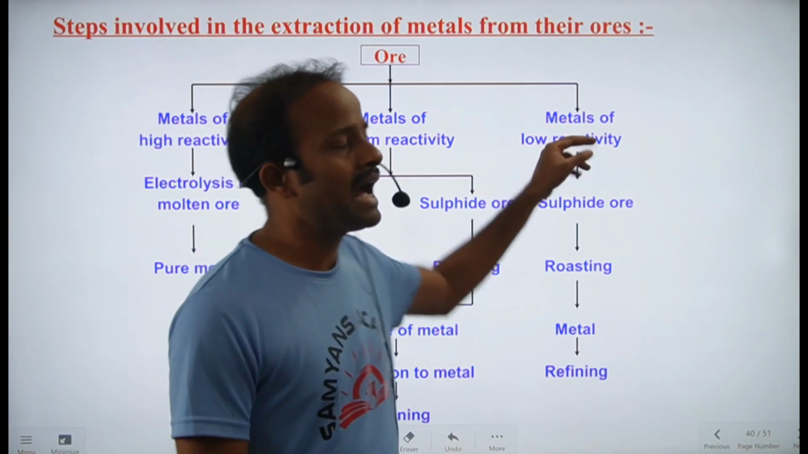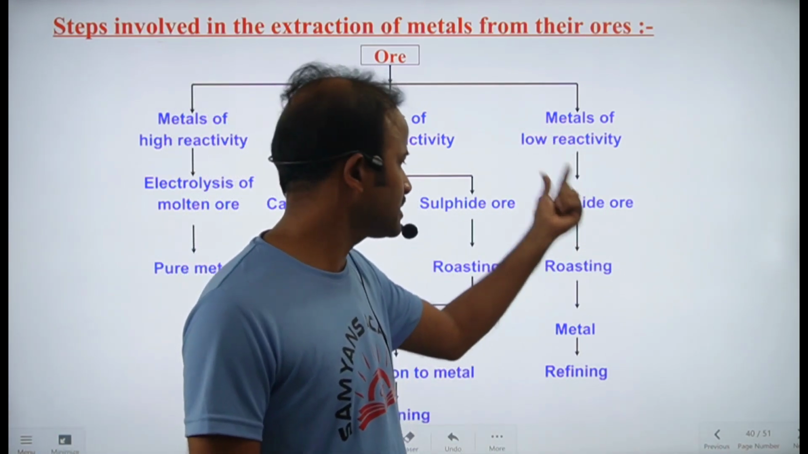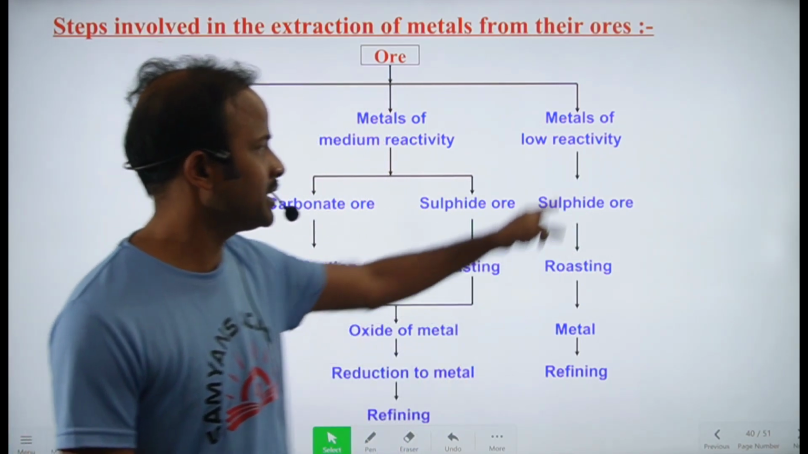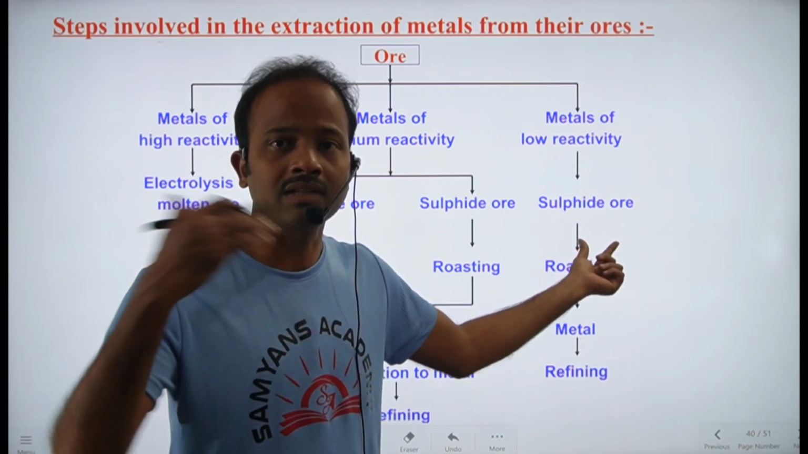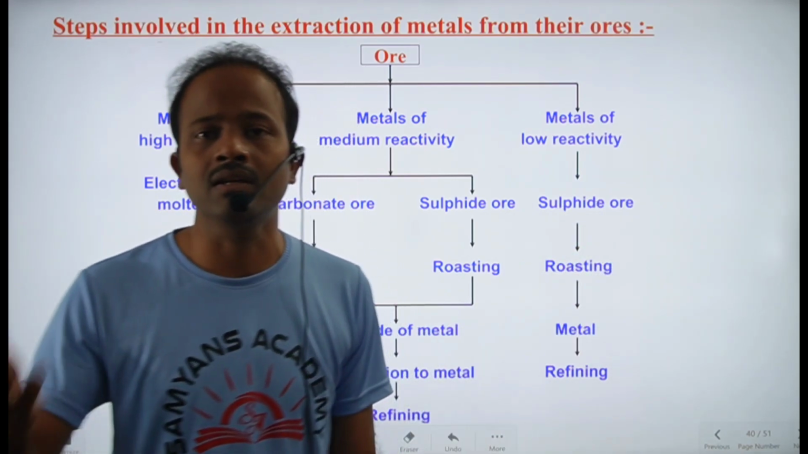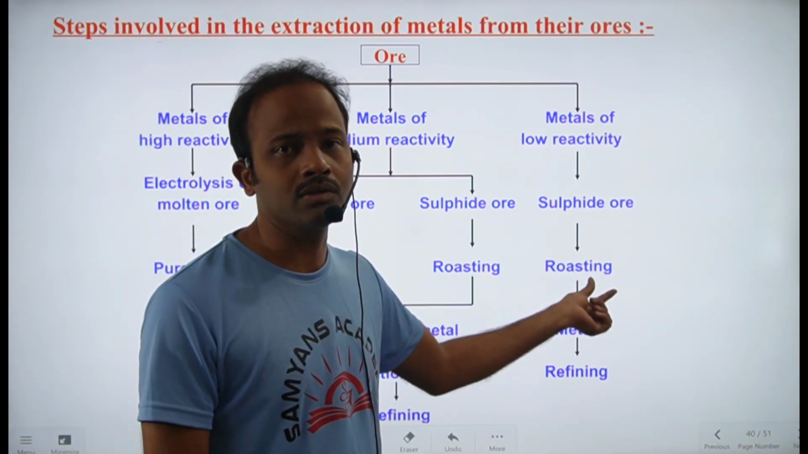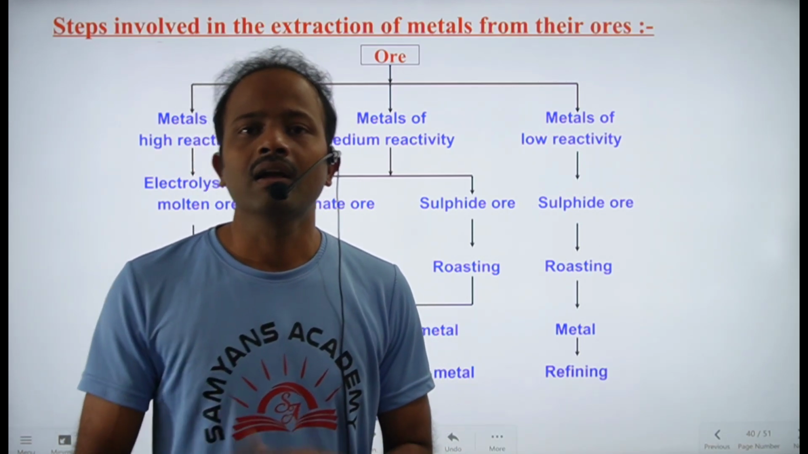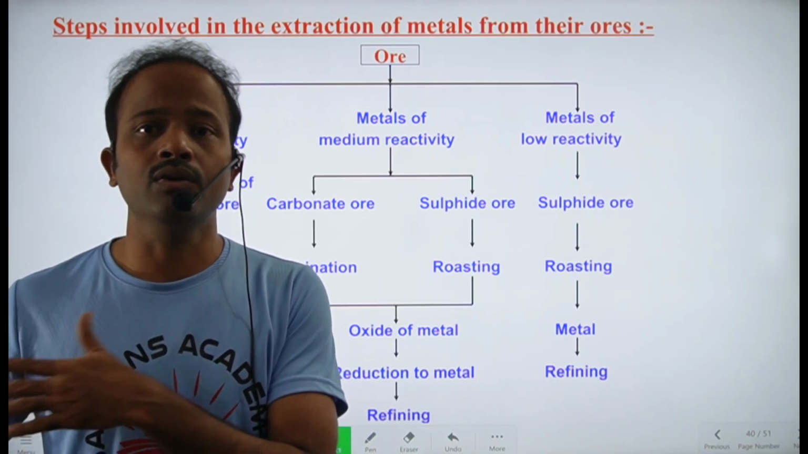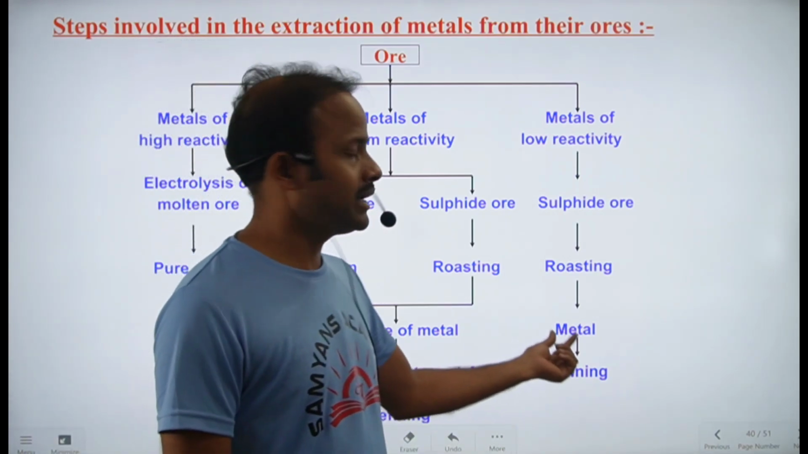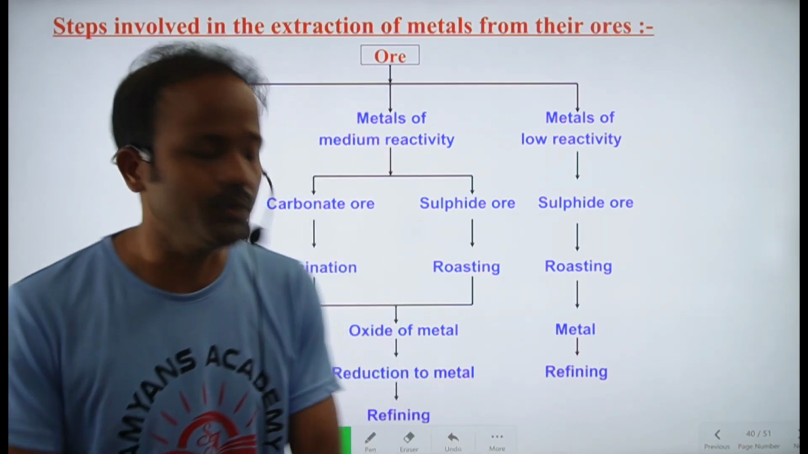And the metals which have low reactivity are available in the sulfide form, and this sulfide ore, the same thing we are doing here also, right? To separate the sulfur from that ore, we are just heating it in the presence of oxygen, and that we call roasting. After roasting, the metal sulfide ore is converted into metal oxide form. Further reduction gives us the metal. After refining you will get the pure metal.